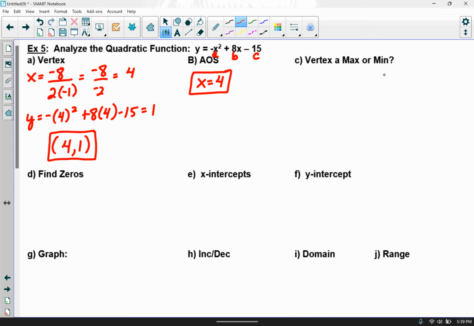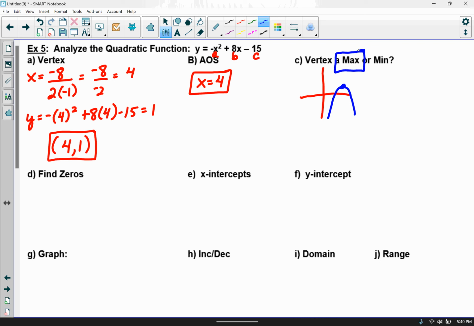Is this vertex a max or a min? You probably don't know that off the top of your head, but what you can do is just think about, okay, this parabola is going to open up or down. It's got a vertex over here at 4, 1, so here's my vertex. I'm just going to do a rough sketch here. But because that leading term there is negative, this parabola is going to open down. So that vertex then is a maximum point, right?